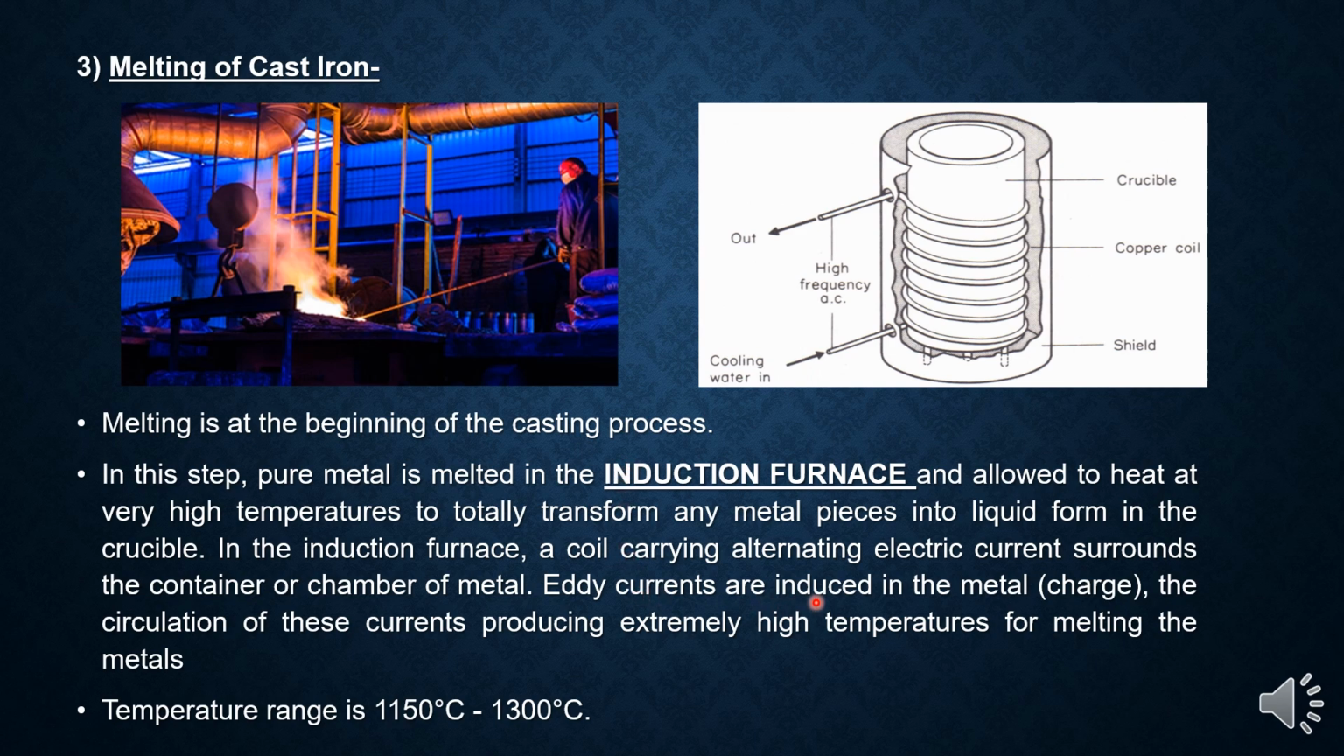Eddy currents are induced in the metal. Because of this AC current passing through this coil, eddy current is passed to the metal which is present inside this chamber. The circulation of this current produces extremely high temperatures for melting the metal. So as the eddy current passes to the cast iron, the temperature of cast iron increases and cast iron starts melting. The temperature range of this induction furnace to melt cast iron is 1150 degrees Celsius to 1300 degrees Celsius.